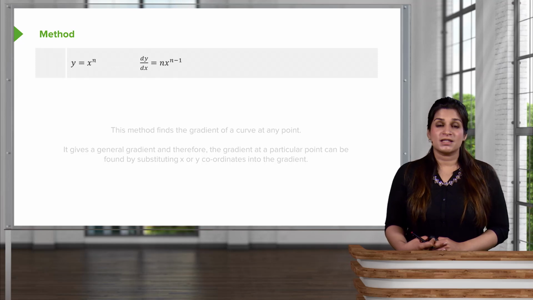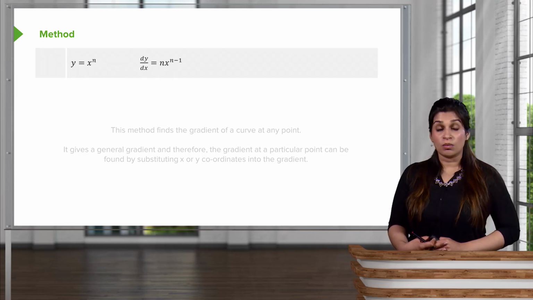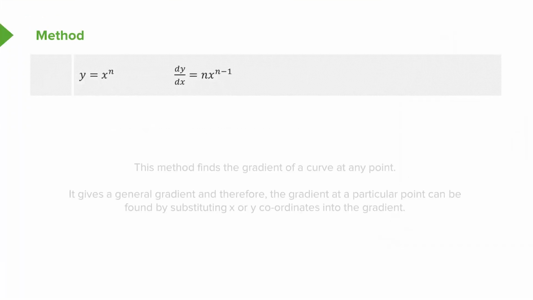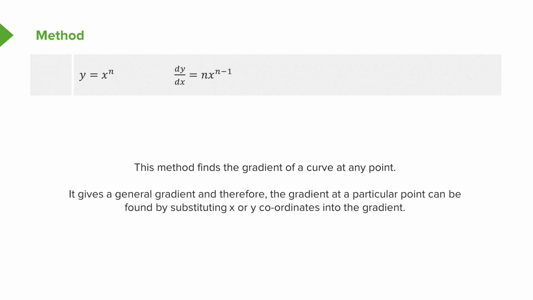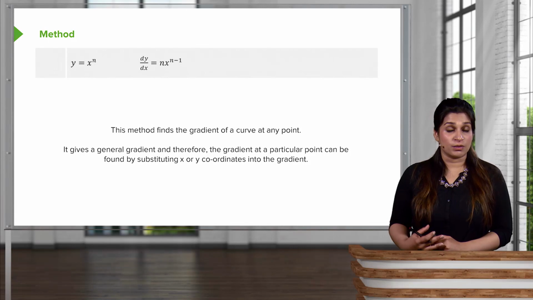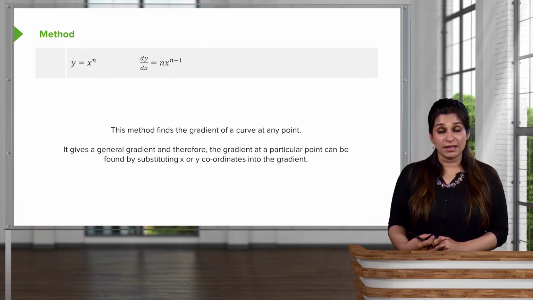But remember, the basics are essential here, that if you have a function y equals x to the power of n, you bring the power down, you decrease the power by 1, and then you will get the differential. Now, this finds the gradient of a curve at a point. So we have discussed previously that it would give you a general gradient, and then you can find a particular gradient by just substituting your x or y values in. And we've seen us do this in the past few examples where we're differentiating implicitly, or we're finding gradients of tangents or gradients of normals.